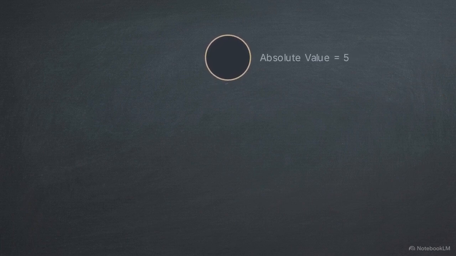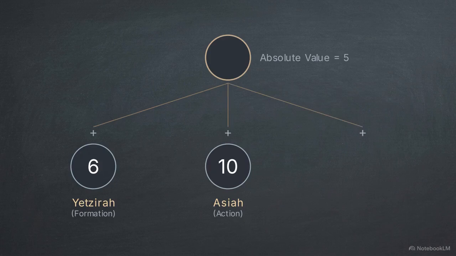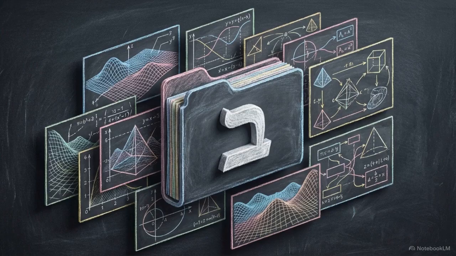The value of 6 corresponds to Yetzirah, the plane of formation. 10 corresponds to Asiya, the world of action. And 15 corresponds to Atzaloth and Bria, the highest conceptual worlds. This spelling mechanism functions as a cosmological index. It allows a single character to simultaneously address different dimensions of reality, depending entirely on how its code is unpacked.